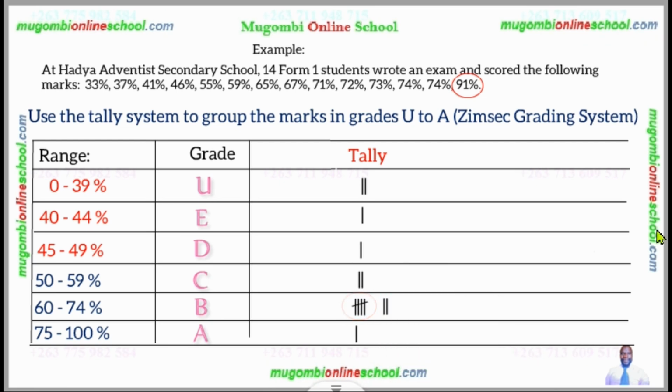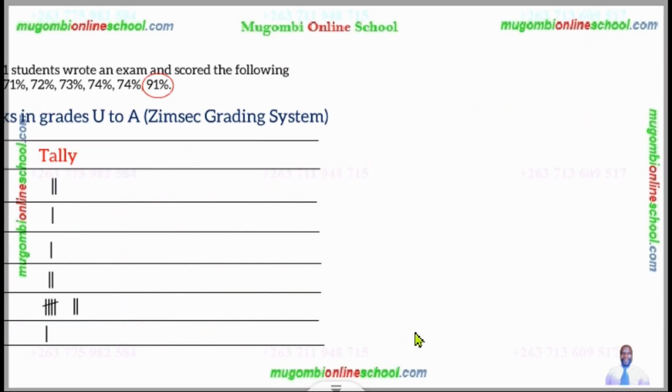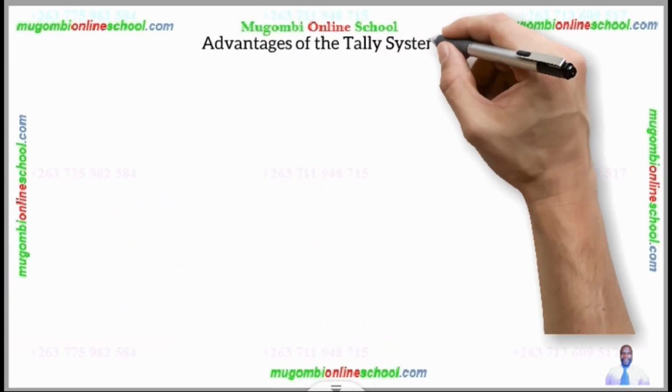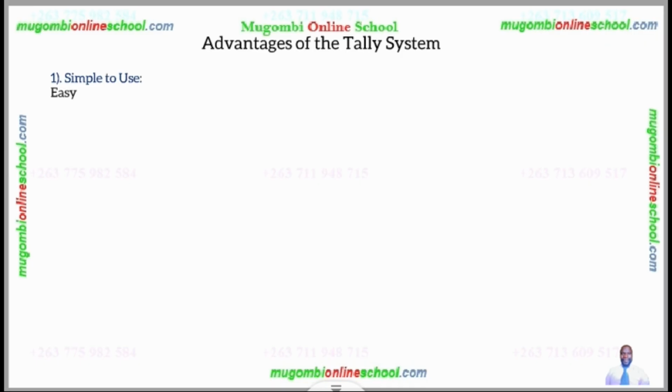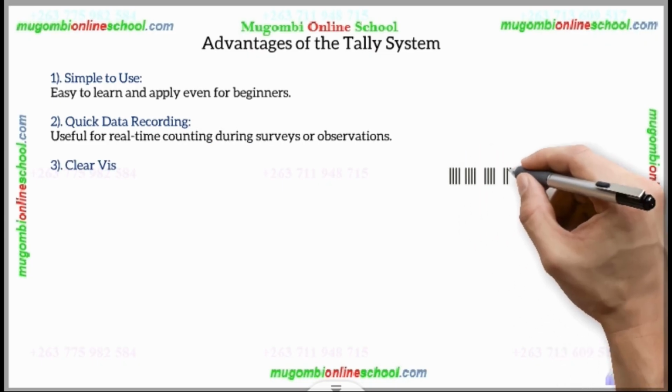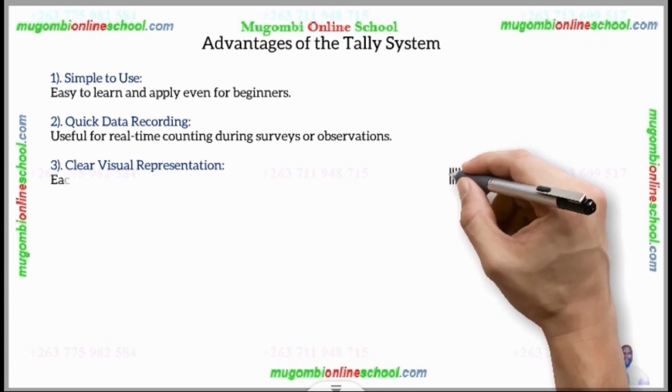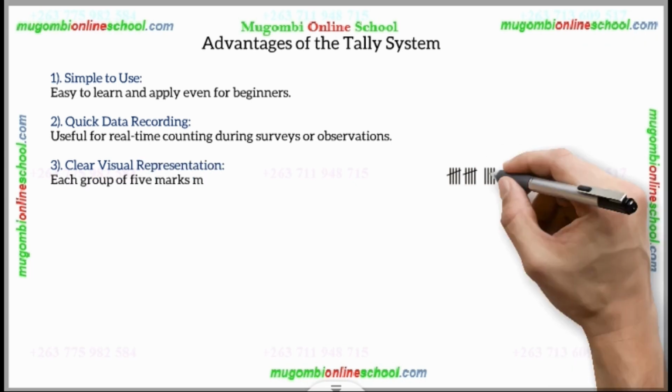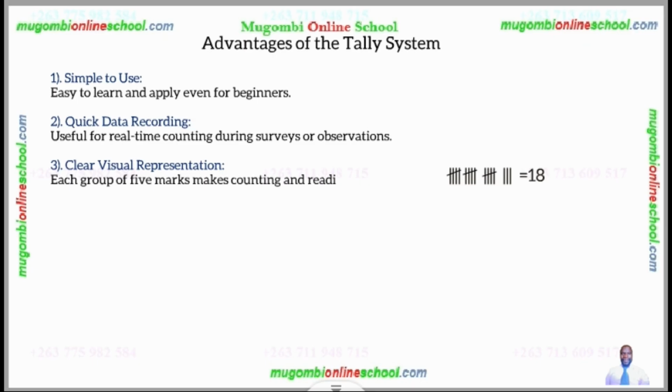Take note here, if you exceed 5, you simply bundle them: 1, 2, 3, 4, then you bundle the fifth straw. Advantages of the tally system: number 1, simple to use, that is easy to learn and apply even for beginners. Number 2, quick data recording, which means useful for real-time counting during surveys or observations. Number 3, clear visual representation, which means each group of 5 marks makes counting and recording easier. Like this is 5, 10, 15, 16, and 18.